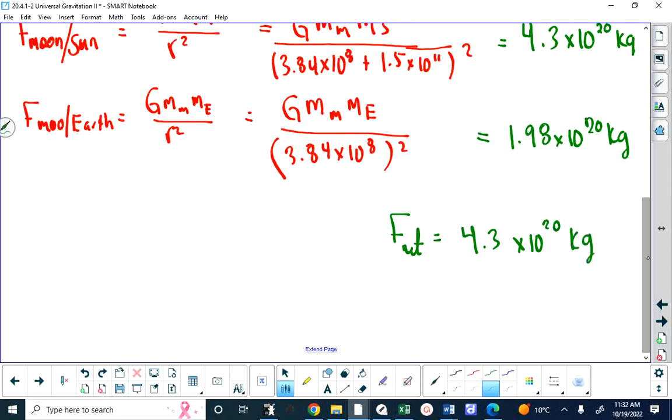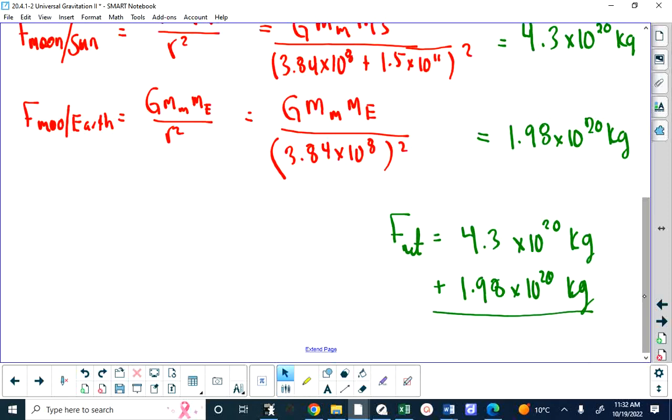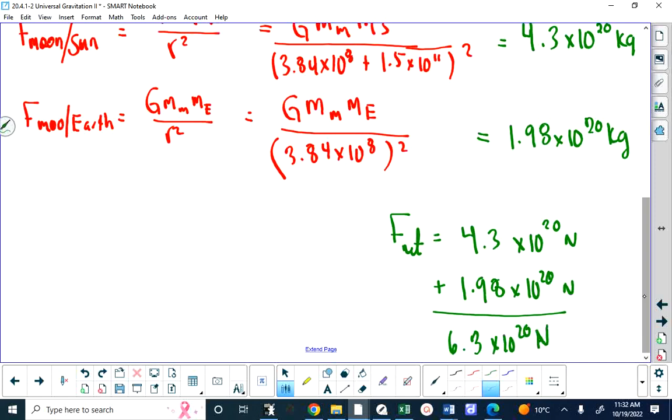We're going to add this to the 1.98 times 10 to the 20 kilograms and get what I'm going to say is 6.3. Can we live with that? 6.3 times 10 to the 20? And I made a mistake here in what I just wrote. Who can tell me what I've erred in? Zahara? Right. I wrote kilograms and I even said kilograms, but these are forces in newtons. So you get about 6.3 multiplied by 10 to the 20 newtons.